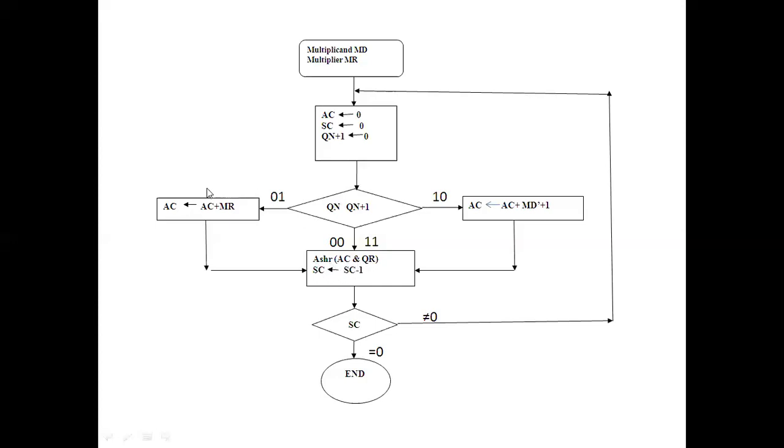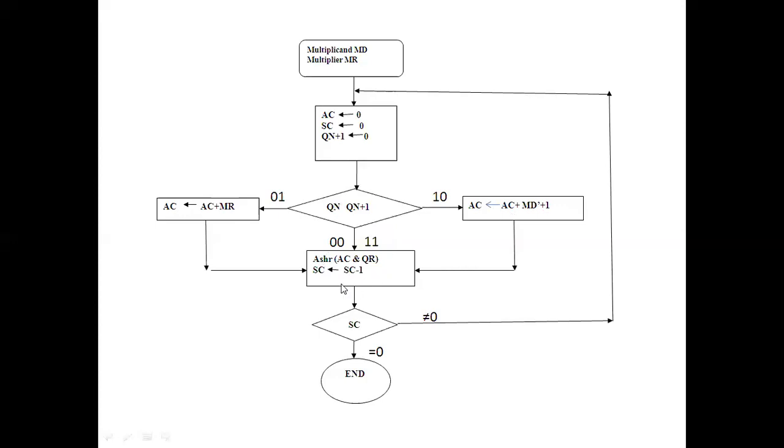Also, after finishing these operations, if it is 0 1, then we apply AC plus MR and then the arithmetic shift right operation, and decrement the SC. Again for 1 0, after applying AC plus MD dash plus 1, we apply the arithmetic shift right operation and decrement the SC.